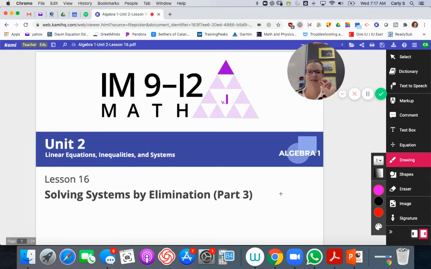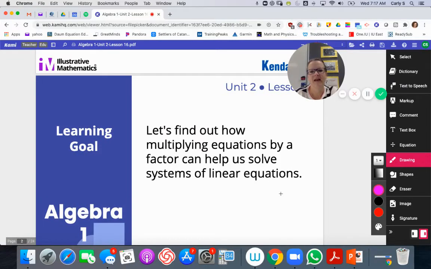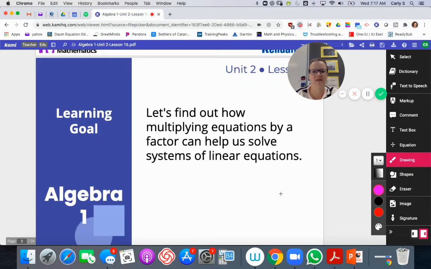All right, we are in day 3 of solving systems by elimination. If that tells you anything, if you may be struggling, that may tell you that this isn't as easy as I may make it look. It's just not as easy as it seems. So please do not get discouraged. All right, so let's find out how multiplying equations by a factor can help us solve systems of linear equations.